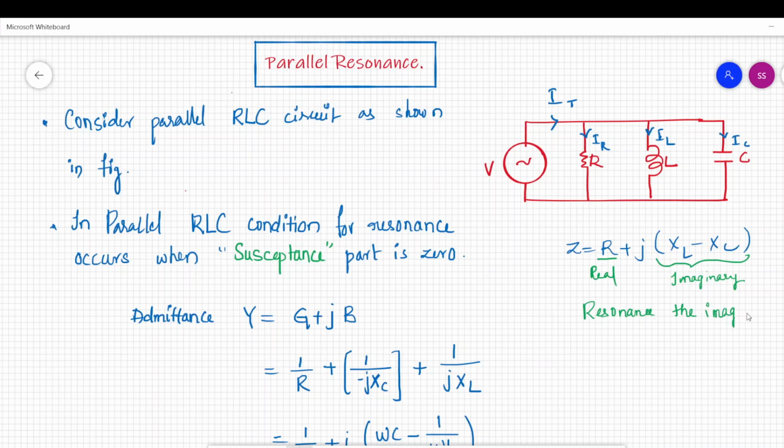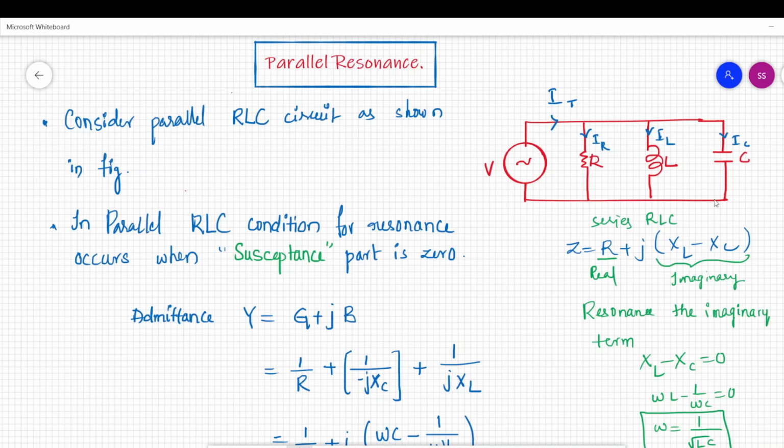So whatever the circuit, you have to equate the imaginary term to 0, because at resonance there will be no imaginary part. That is, XL minus XC is equated to 0. So omega L minus 1 by omega C was equated to 0, and we obtained the expression for resonance frequency as omega equal to 1 by root LC, right? So this was for series RLC.